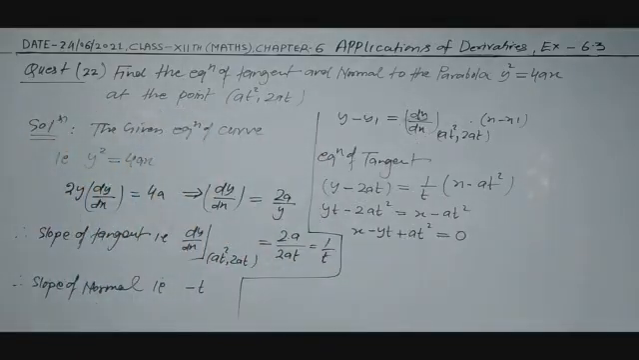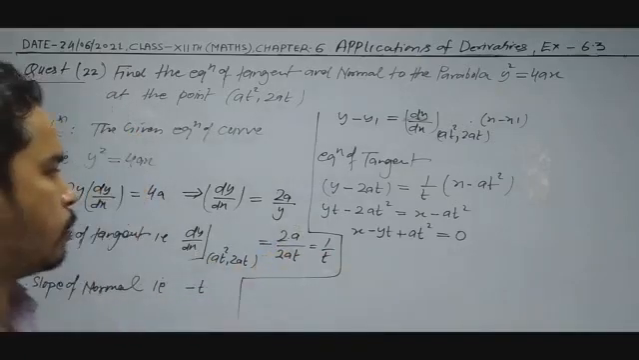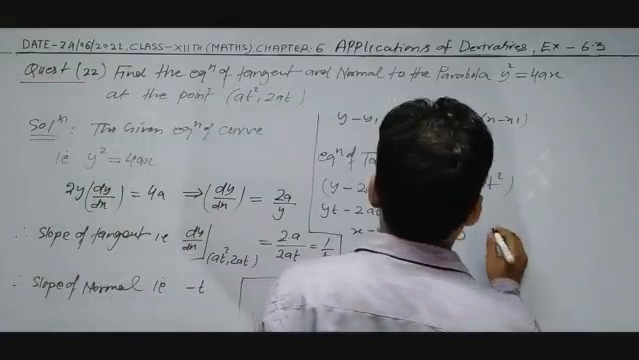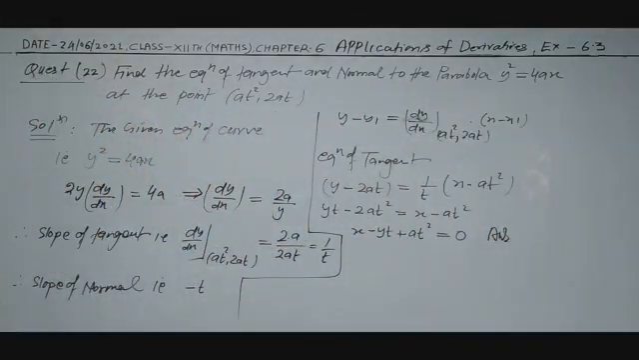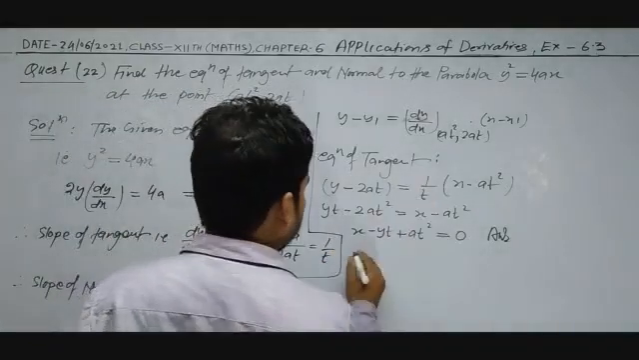So this is the equation of tangent: x plus at square is equal to yt, or you can write x minus yt plus at square is equal to 0. This is the equation of tangent. Answer. Now the equation of normal. How will you calculate the equation of normal?